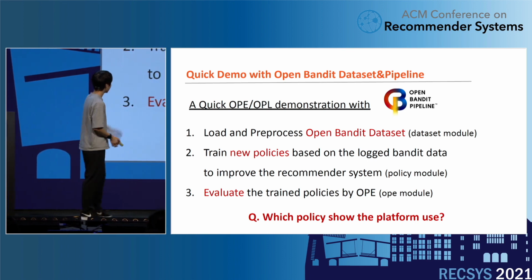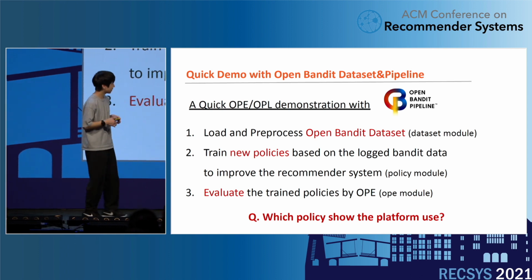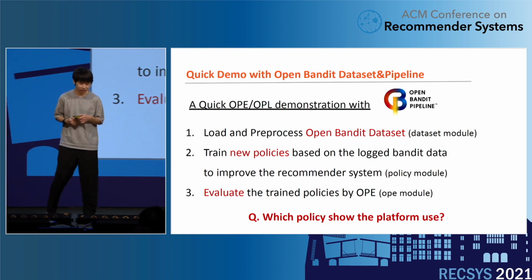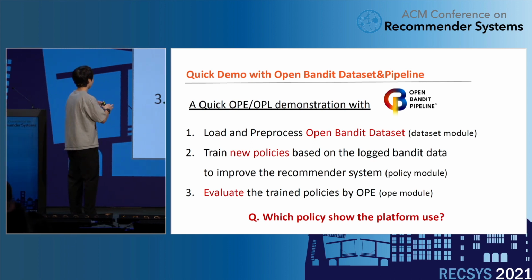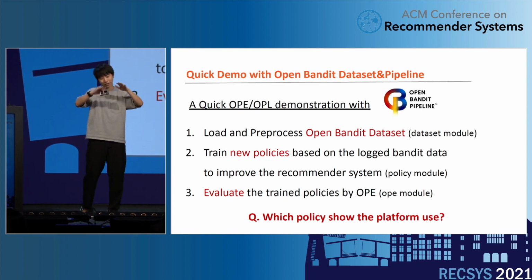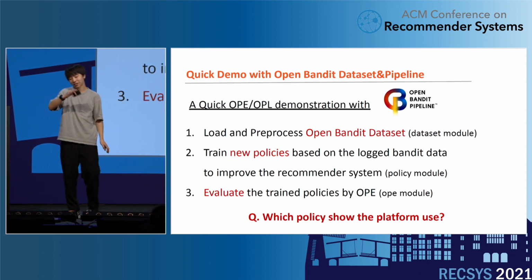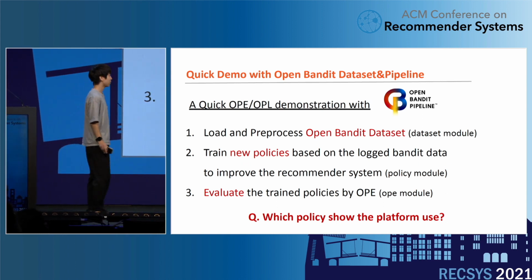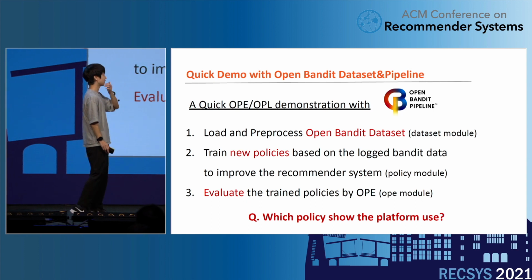First, I just load and pre-process the open-bandit dataset. We can do this with the dataset module of the package. And the next step is going to be training. So I use the random bucket. There is a random bucket, the dataset collected by the uniform random policy, in the dataset. So I'm using the random bucket of the open-bandit dataset here.